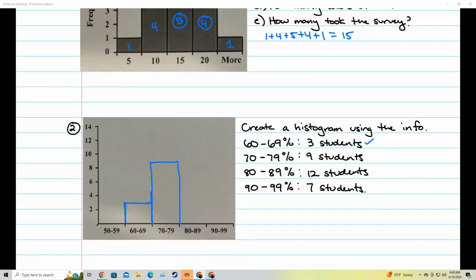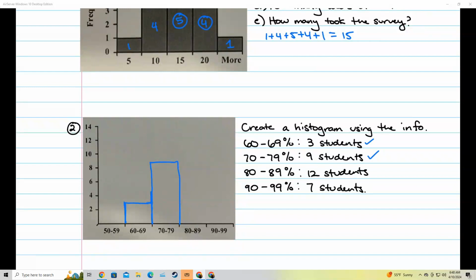All right, so this bar is done. Notice that this one didn't have anything because I didn't get any students that scored between 50 and 59. It's not in any of these sets, so that's why you don't put anything. Some people do like to put a line. I don't personally. I just leave it blank.